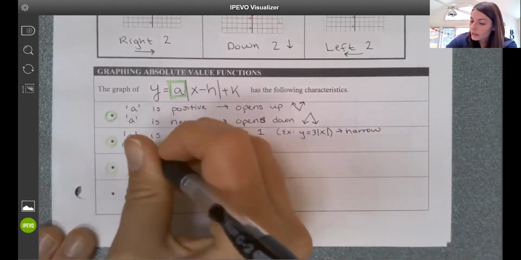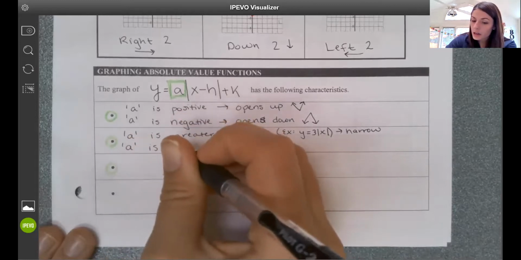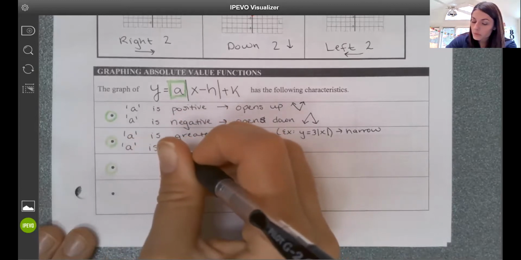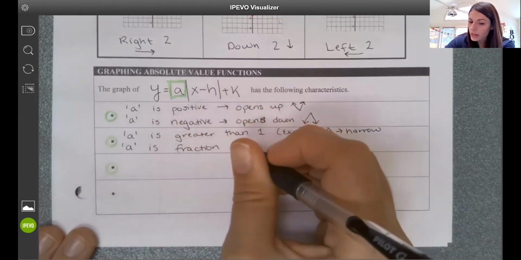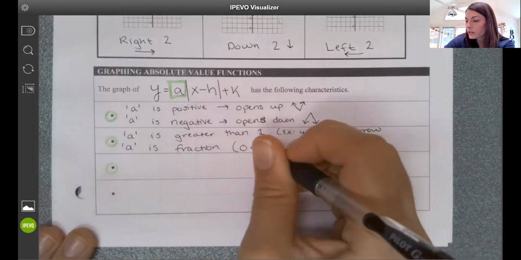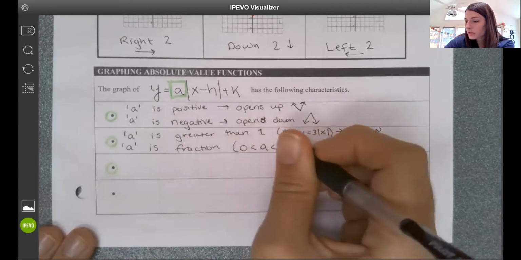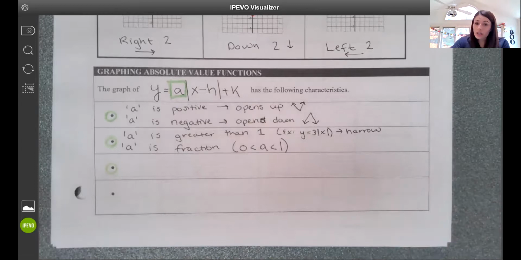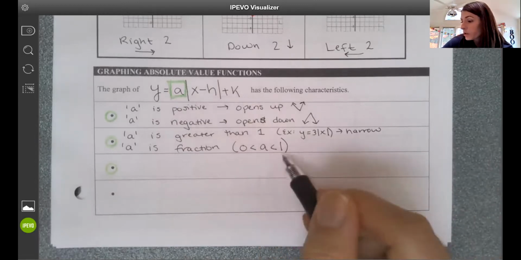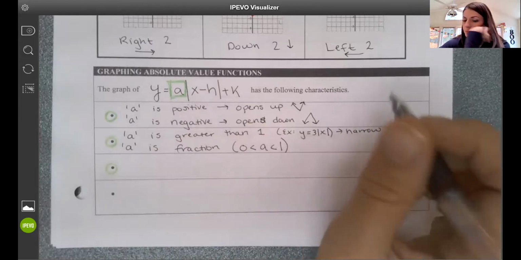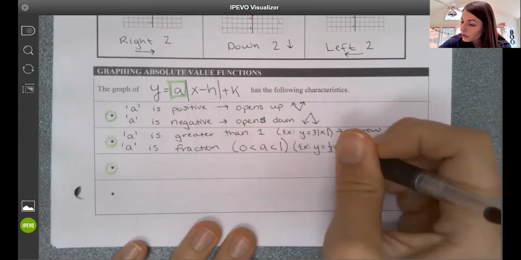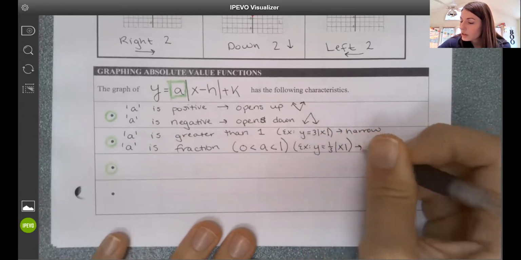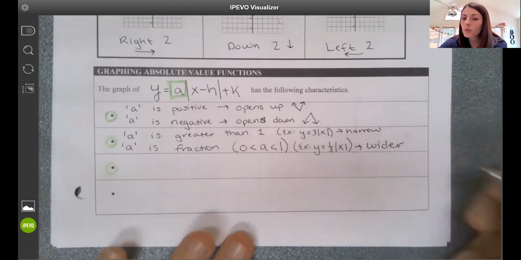If a is a fraction, but more specifically, if a is greater than 0 and less than 1, okay, so it doesn't have to be a fraction. I guess it could be a decimal as well. Okay, so some value that's between 0 and 1, but does not equal 1. For example, up above, we looked at y equals 1/3 absolute value of x. We saw that that made our graph get wider.